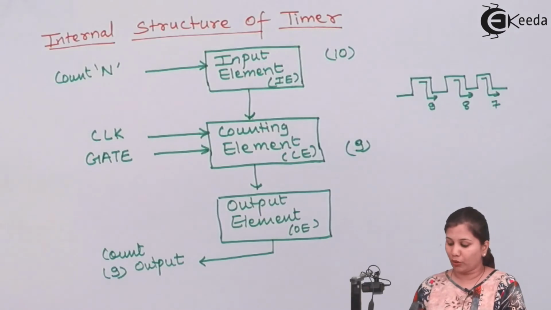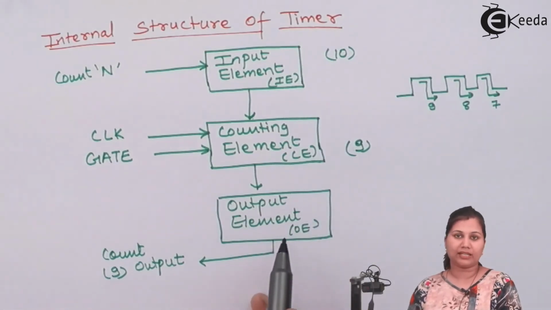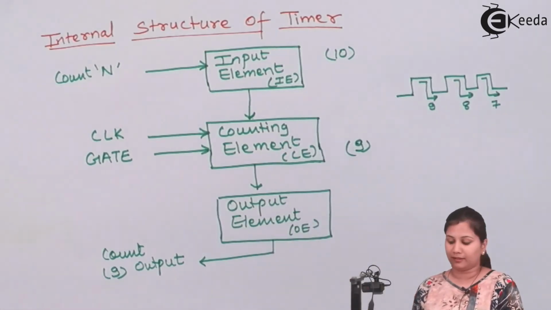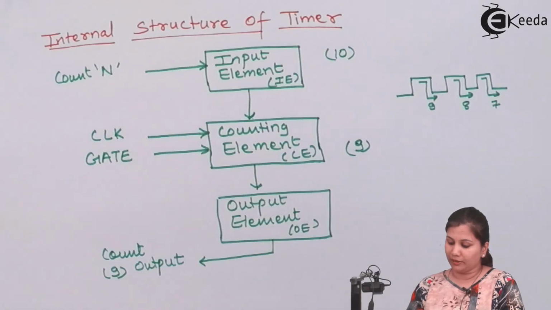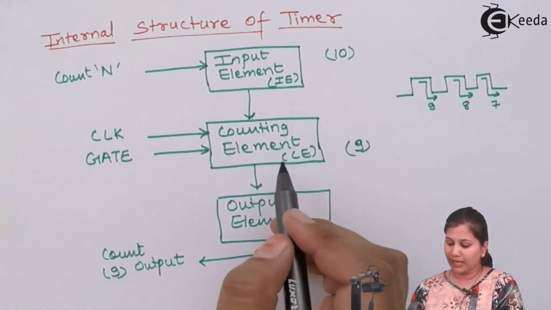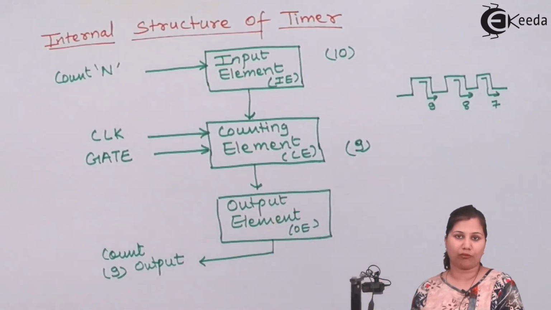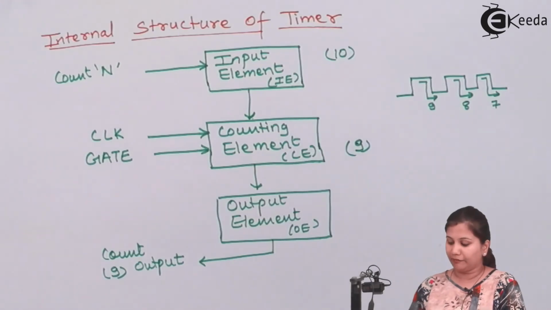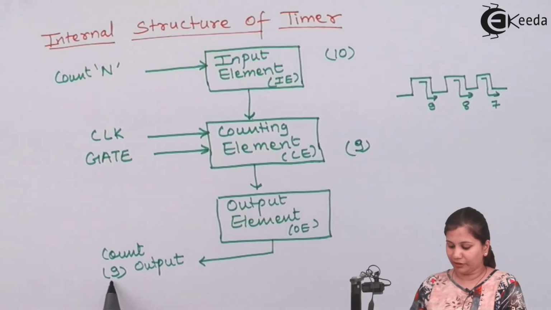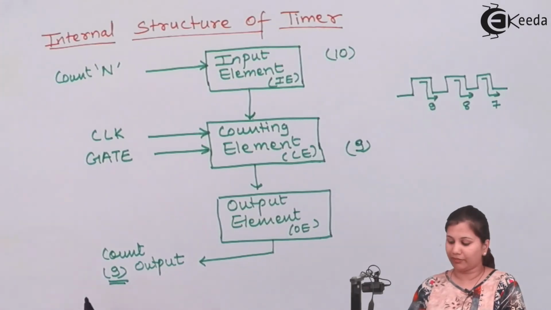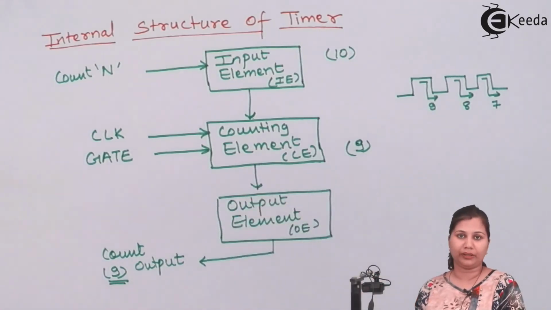So what this output element is giving is the current value of the count at its output. Now suppose we want to latch the output of the counter, like if we want this value 9 to be latched, so this 9 will remain at the output, and the counter will continue its decrementing.